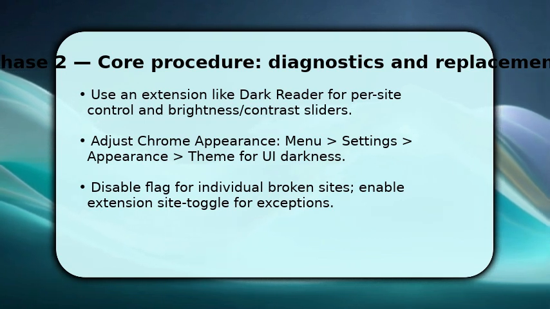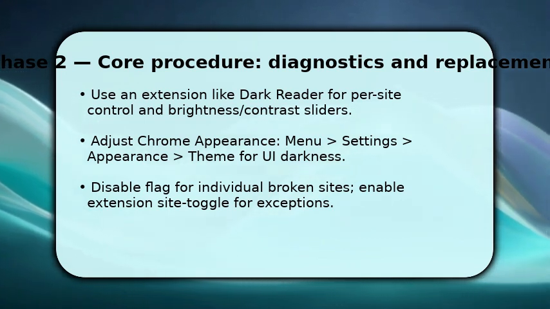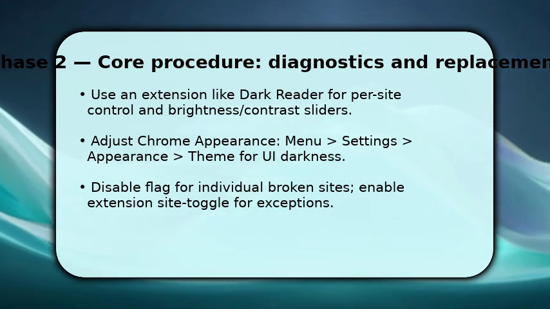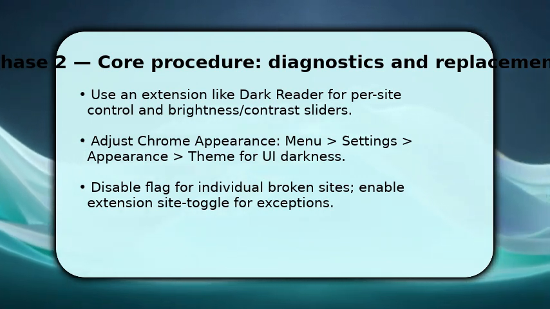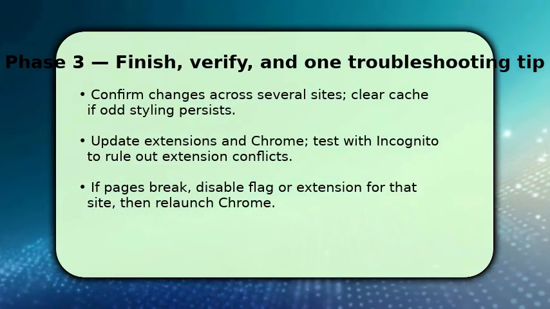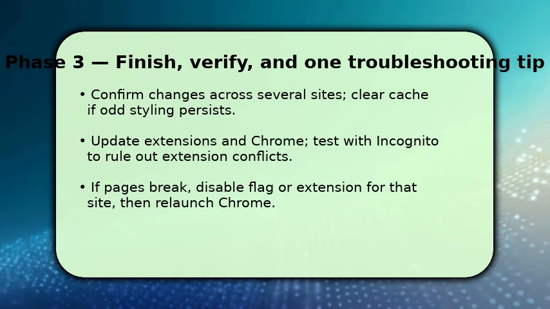If a site renders incorrectly, use the extension's Site Toggle or disable the flag for that tab. This layered approach balances global forcing with precise exceptions for problematic pages. To finish, verify night mode across a variety of sites and desktop UI elements.